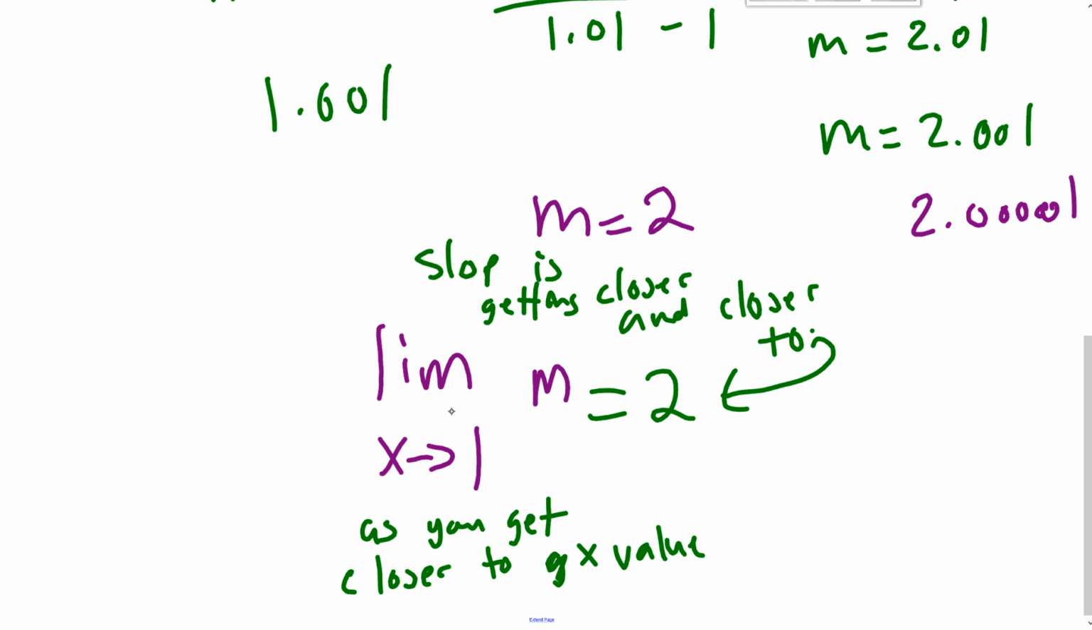So that's what this is saying. As I get closer and closer to my x value, the limit of my slope, or what I'm getting closer and closer to as I do the slope formula, my value gets closer and closer to 2.